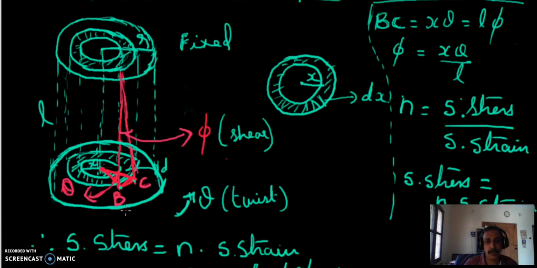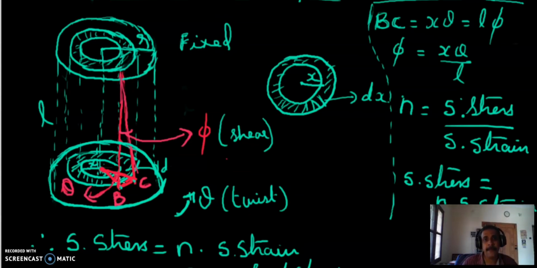When we twist, since the upper portion is fixed, we are twisting the lower portion by an angle theta. Then suppose the point B will be twisted to a point C. I hope we can imagine. The wire is fixed at the top and we are going to rotate only the lower portion of the wire.